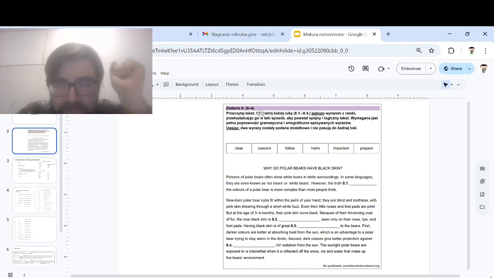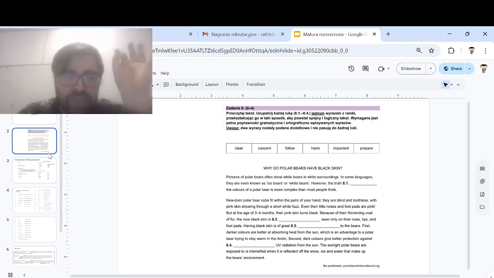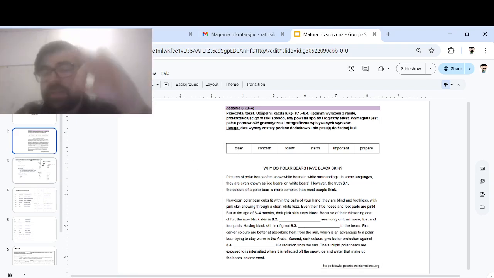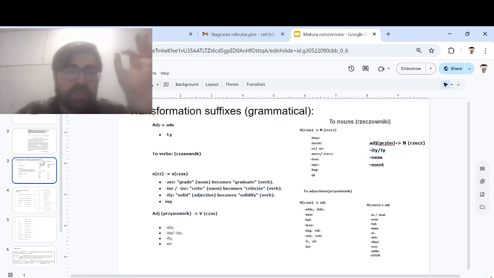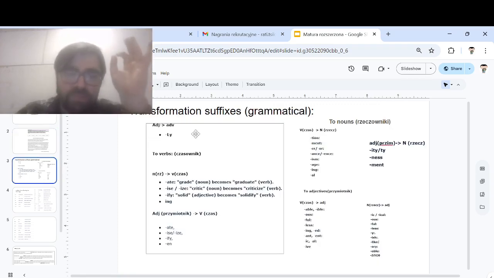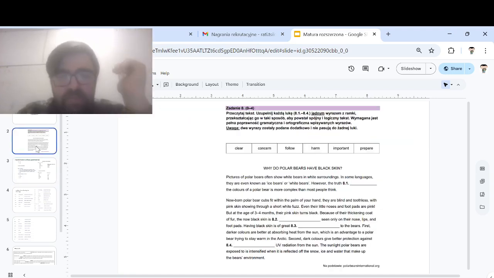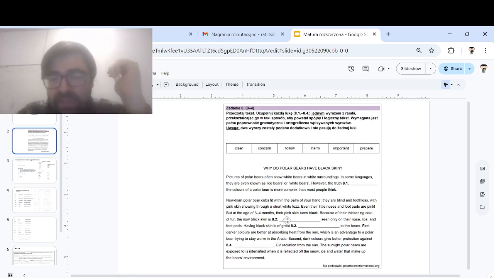Now let's look at clear. Clear itself is an adjective, "przymiotnik", but we need an adverb here. Look at this. There is only one way to turn an adjective into an adverb, it's ly. Let's look at here, clearly. And now let's read the full sentence again.